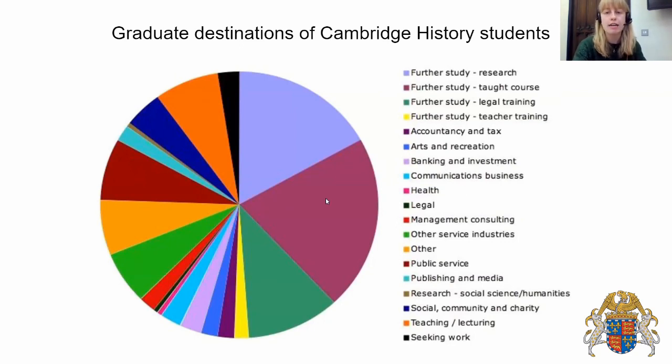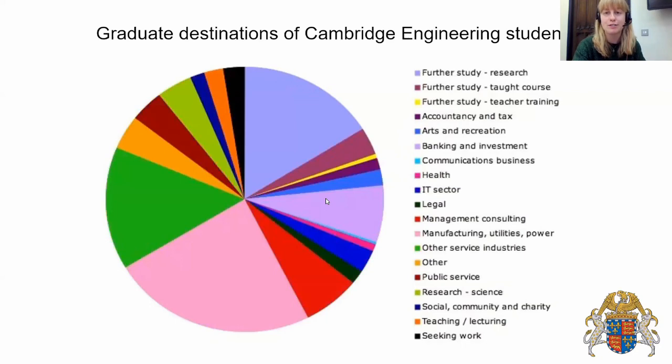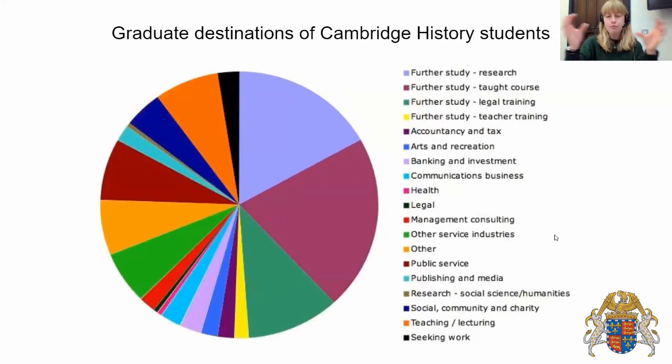And I hope what you'll see, if we go quickly to the next pie chart, flipping between the two, you'll see a lot of the ones that I've just listed also here as well. So banking and investment, communications, other service industries as well. And what you'll find is that there are some that are obvious subject links with engineering. So you've got things like manufacturing, utilities, power. These ones are an obvious link from engineering that weren't featured in the pie chart for history graduates.